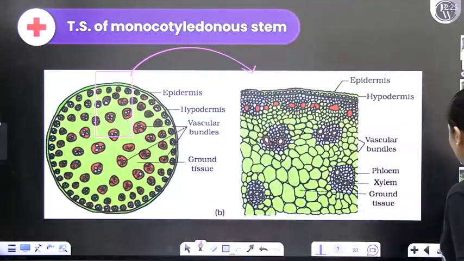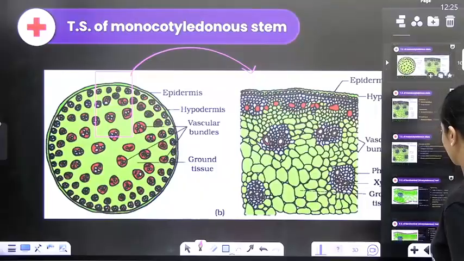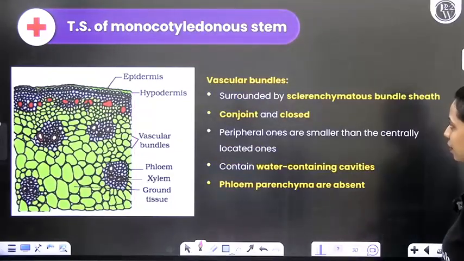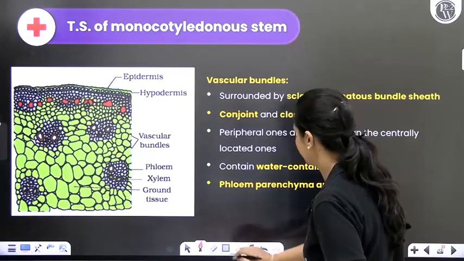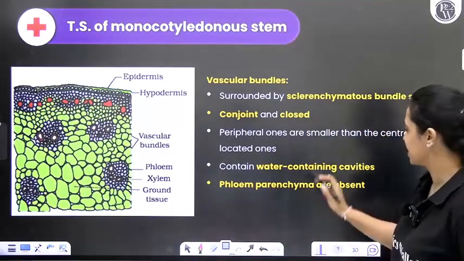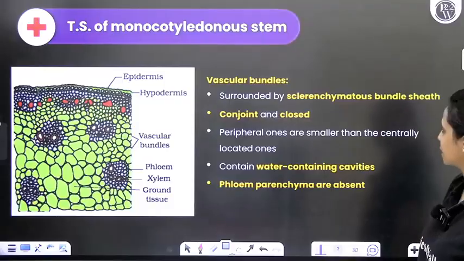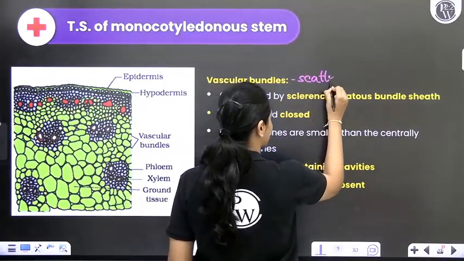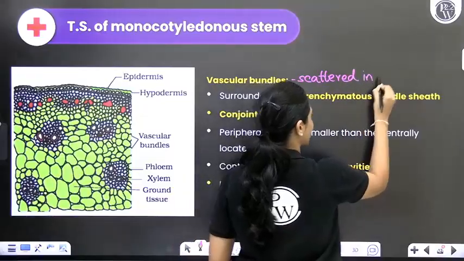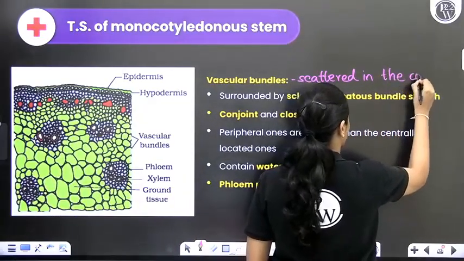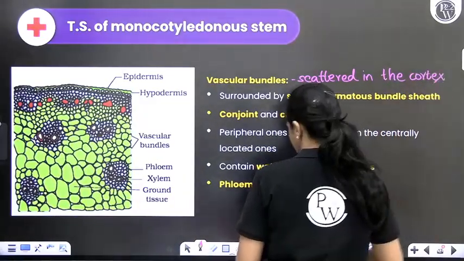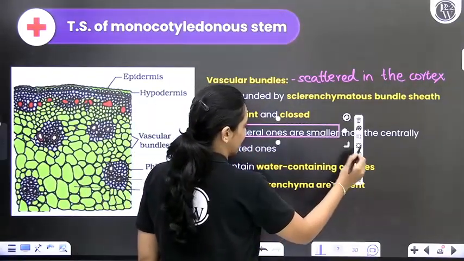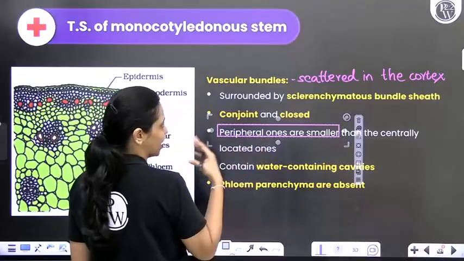Okay. So the vascular bundles are scattered in the cortex. Their size varies. The peripheral ones are smaller and the centrally located ones are much larger.